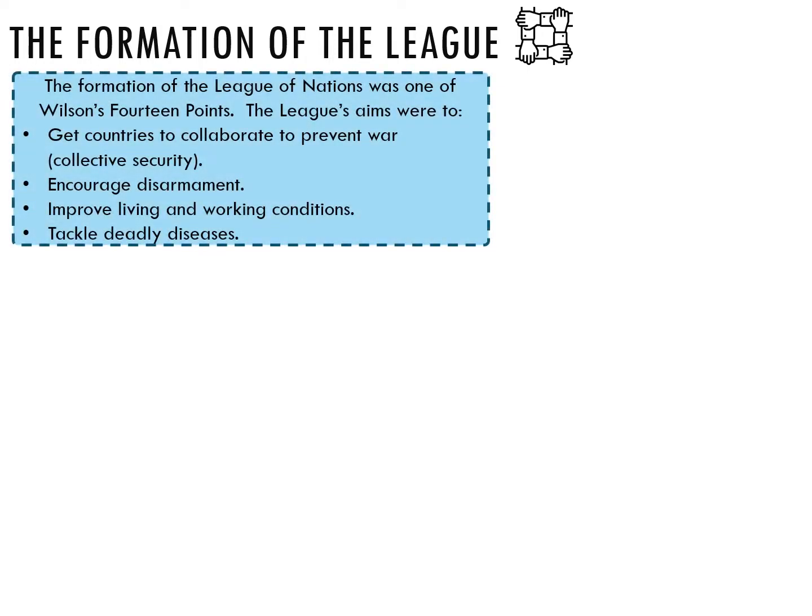This one's going to look at the League of Nations, its formation and how the organisation worked. So, the formation of the League of Nations was one of Wilson's 14 points, and its aims were to get countries to collaborate to prevent war, known as collective security, encouraging disarmament, improving living and working conditions, and tackling deadly diseases.